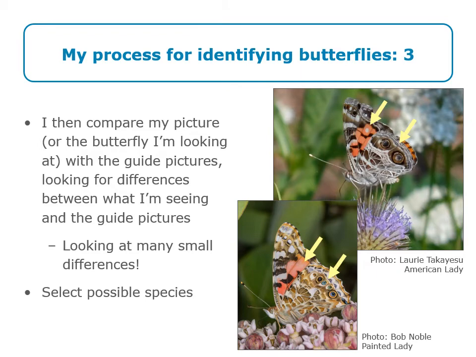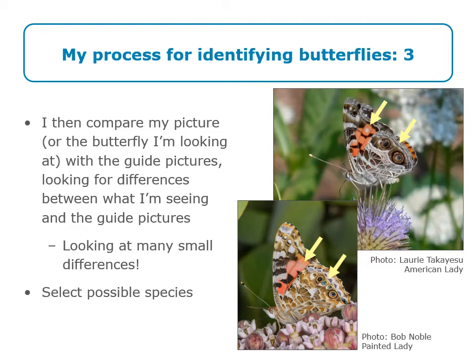So then I get something in the guide that I think might be what I'm looking for. And I compare my picture, if I've taken a picture of the butterfly or if I'm looking at it live in the field, I'll compare it with the pictures in the guide, looking for differences between what I'm seeing and the pictures in the guide. And you have to look at lots of small differences. So, you have to be looking at those different patterns in all parts of the wing.